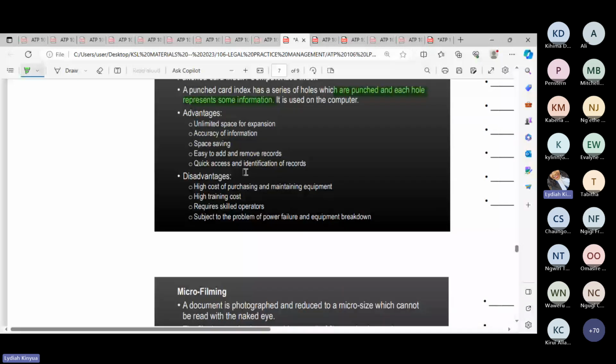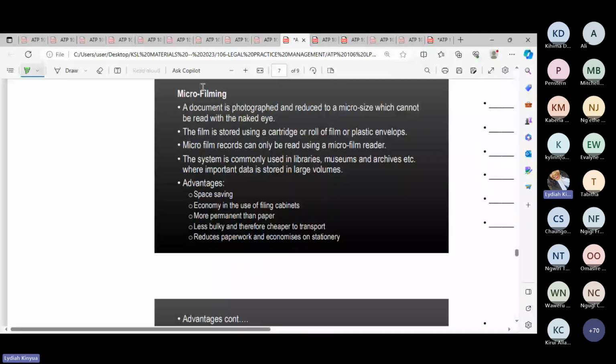And then there is another one called the microfilming index. Microfilming is where a document is photographed and reduced to micro size, which cannot be read with a naked eye. So you have to use some special material for you to read it. Yeah, that is your microfilm. I think I had an acronym for this, I don't even remember what it was. But there is microfilming.